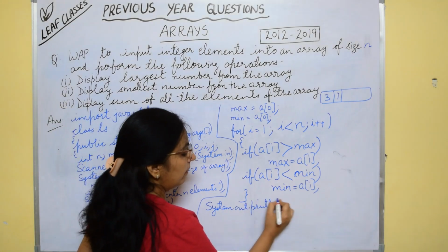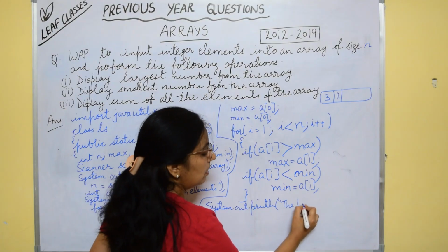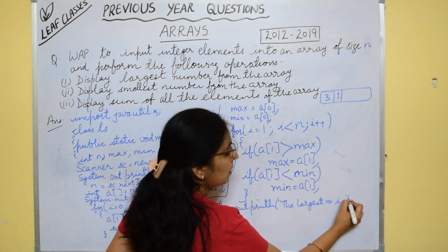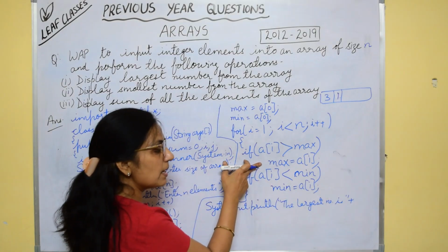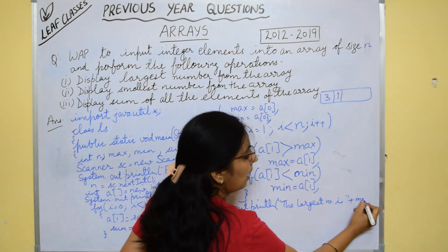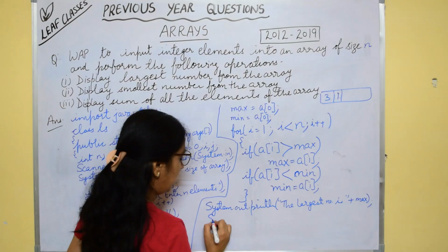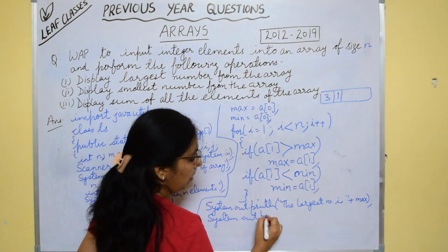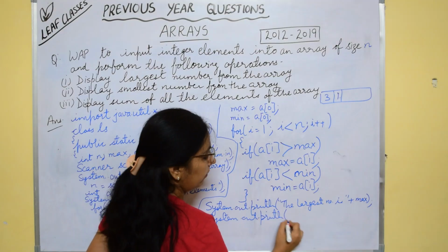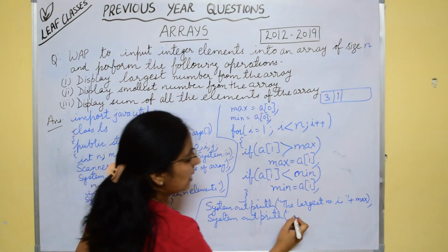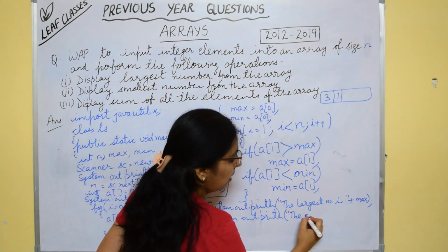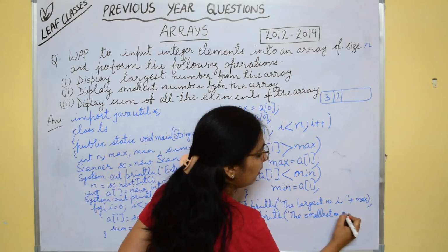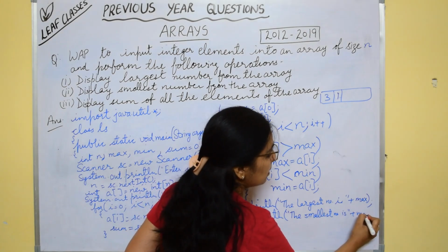System.out.println the largest number is, in which variable it is? Max. Next print statement, the smallest number is in which variable? Yes, it is in min variable. So plus min.